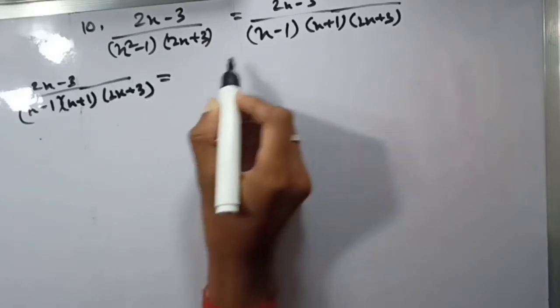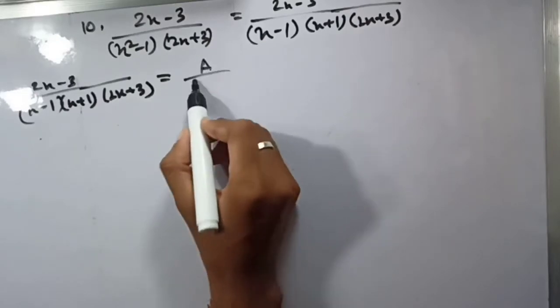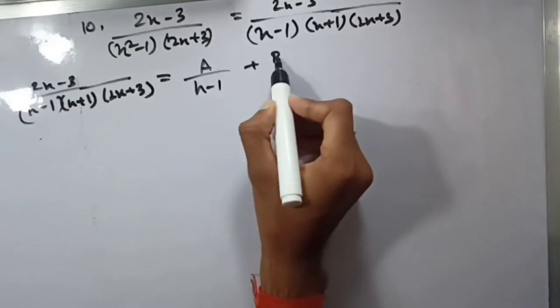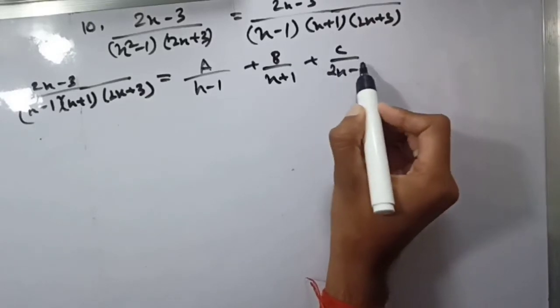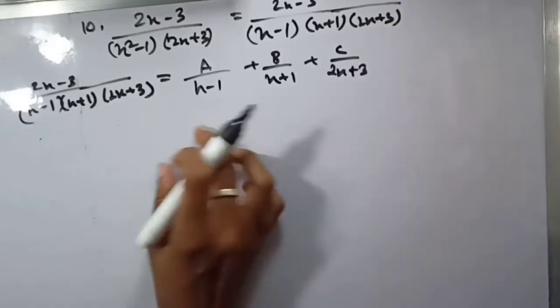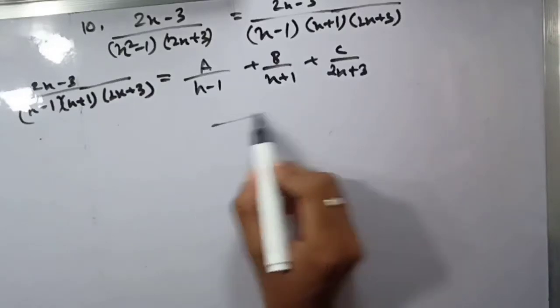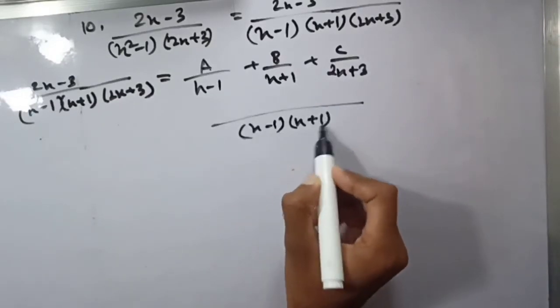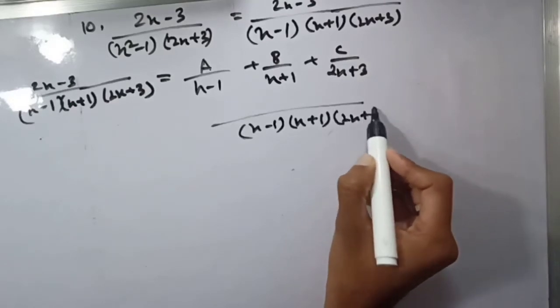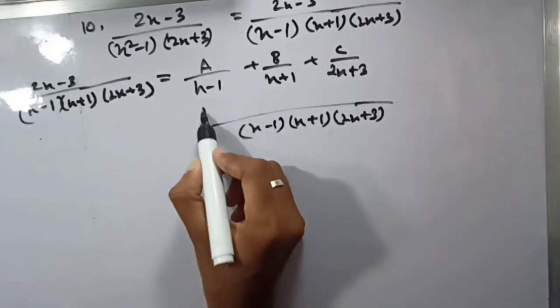Okay, so here we are going to apply partial fractions: a by x minus 1 plus b upon x plus 1 plus c by 2x plus 3. Okay, so we are going to take the LCM of this equation. So what is the LCM of this equation? It is x minus 1, x plus 1, and 2x plus 3.